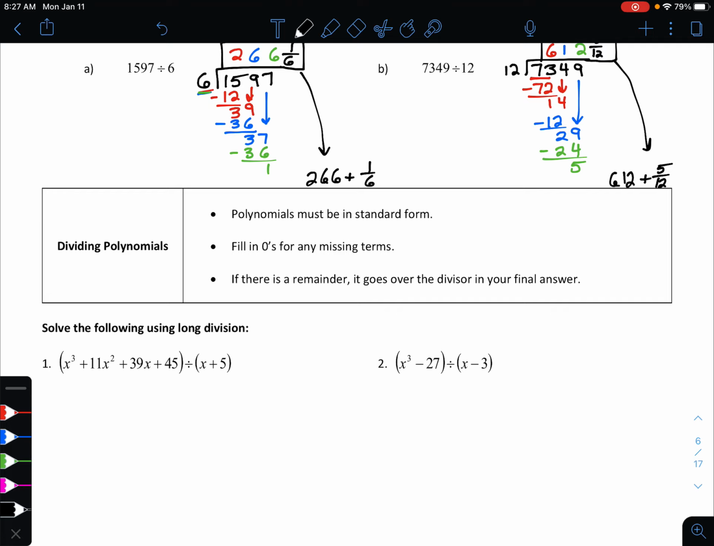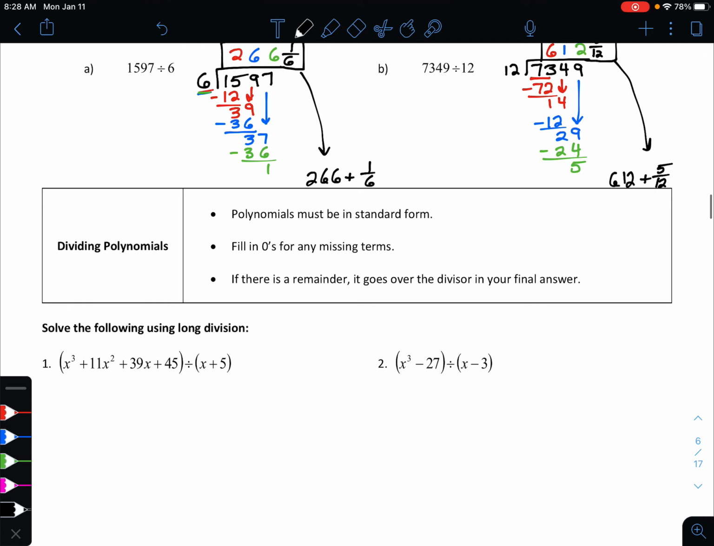When we're dividing polynomials, the first thing we have to have is that the polynomials must be in standard form. Think back to section 5.1, where we were writing them in standard form, so highest exponent down to lowest. In addition to that, we're going to need some placeholders. We're going to have to put in a 0 for any missing term. So if you're missing the quadratic term, put in a 0 for x squared. If you're missing the linear term, put a 0 for x. Last, if there's a remainder, it's going to go over your divisor in the final answer. Just like we did with our warm-up, we're going to put any of our remainders over their divisor.